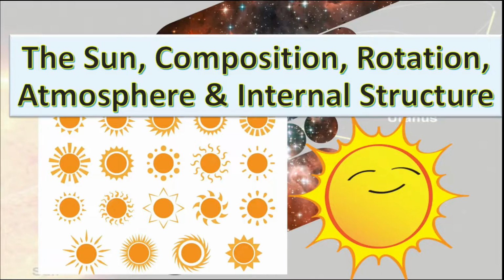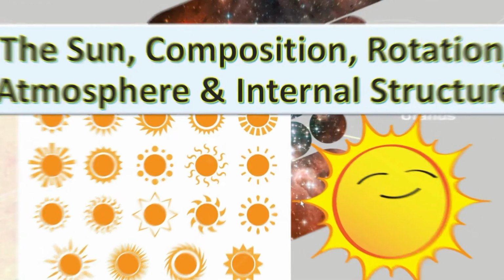In this lecture, we are going to learn about the Sun, its composition, rotation, atmosphere, and internal structure. In the previous lecture, we looked at the stars and the star types. Now, the nearest star, which is the Sun, we'll look at in more detail, along with its internal features.